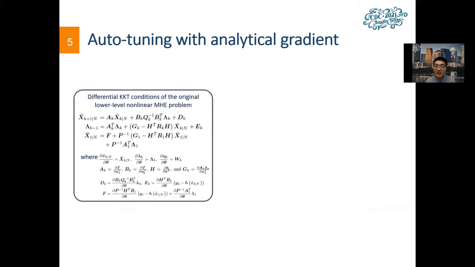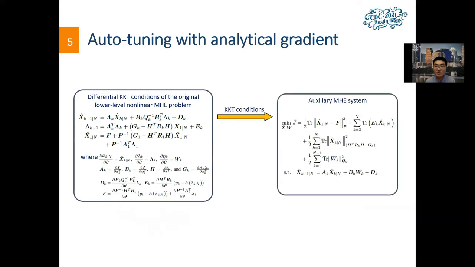The differential KKT conditions share a similar structure to the original KKT conditions of the nonlinear MHE problem. So it can be viewed as a new set of KKT conditions corresponding to an auxiliary MHE system whose solution is exactly the gradient. The auxiliary MHE system has two important features. Its dynamics model is linear and the cost function is quadratic. This means that we can obtain the analytical gradient by solving this auxiliary MHE system.